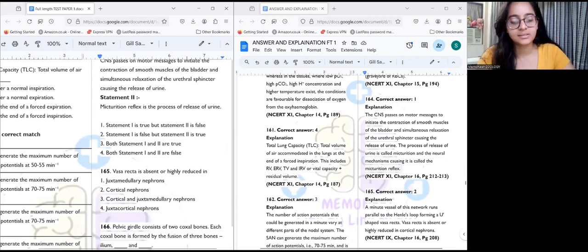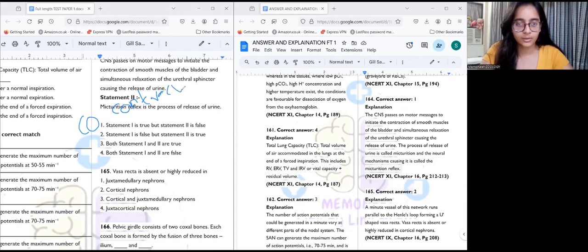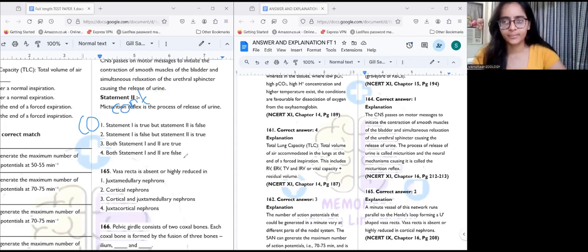We can remember this as: cortical nephrons, so the vasa recta will be contracted, right? Contracted, which means it's very much reduced in length. It's reduced, but in juxtamedullary nephrons, it is not. Since juxtamedullary has an M, we can remember it as maximum, so it's a lot. But in cortical nephrons, it is reduced, so we can say it's contracted. It's an easy way to remember, that's all.